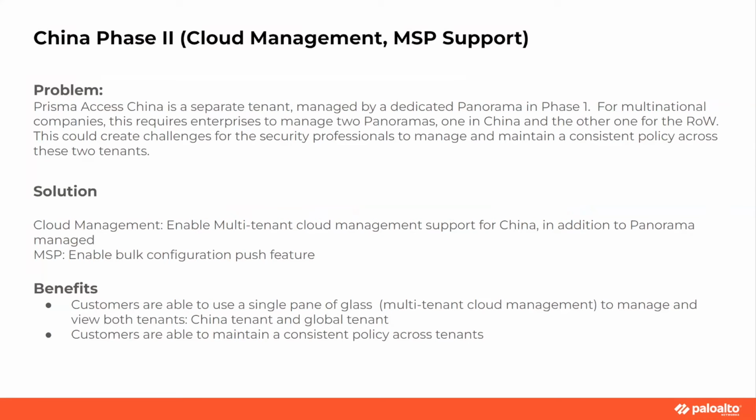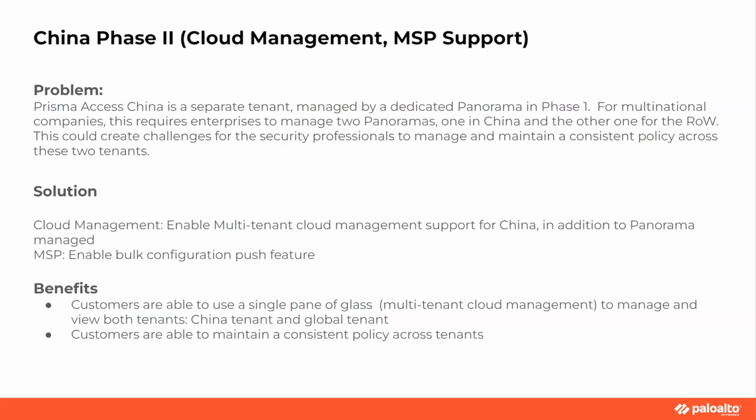And first is around China phase 2. So Prisma Access China actually was launched about 10 months ago. It is a separate tenant. For the first release, it was managed by a dedicated Panorama only. Now, for this particular release, this is primarily for multinational companies who are using Strata Cloud Manager. Now you basically have the opportunity to manage the Prisma Access China tenant as well. So the support for cloud management is introduced for this release.